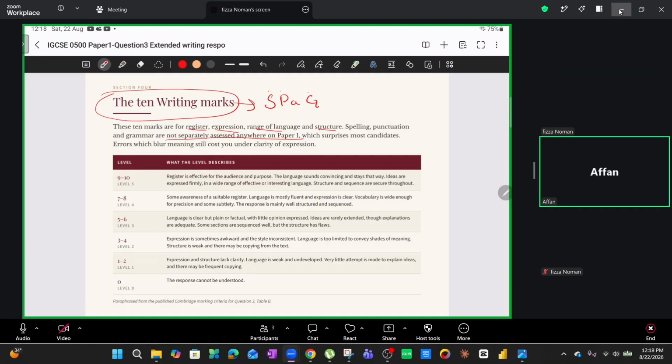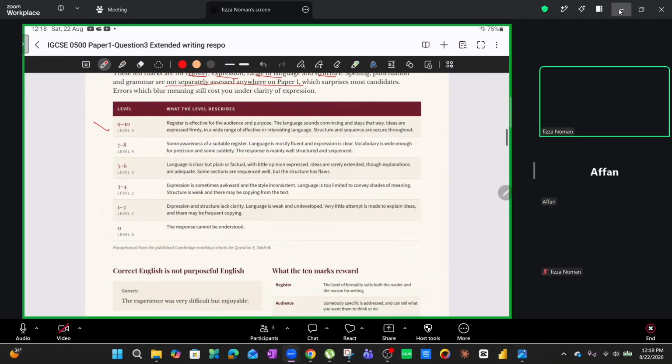So this is obviously the highest level. This is the lowest level. Level 0 simply means you left the task undone or the task is simply not understood at all. Level 1 is 1 to 2 marks, level 2 is 3 to 4, then 5 to 6, 7 to 8, and 9 to 10. What would get you a 9 to 10 out of 10 when it comes to writing? Register is effective for the audience and purpose.